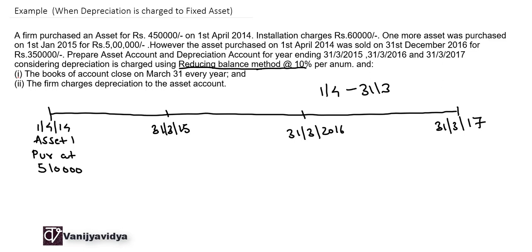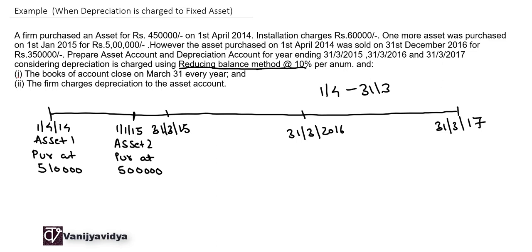Next, one more asset was purchased on 1st January 2015 for 5 lakh. Now 1st January 2015 is before 31st March 2015. So on 1st Jan 2015, asset 2 purchased at 5 lakh. Now this asset 1 and asset 2 are in the same category. Let's say they are machineries.